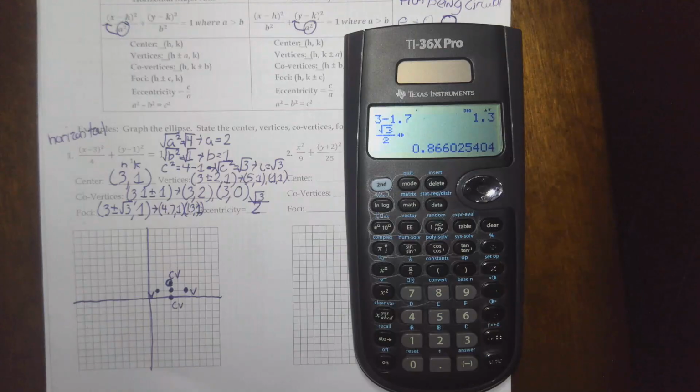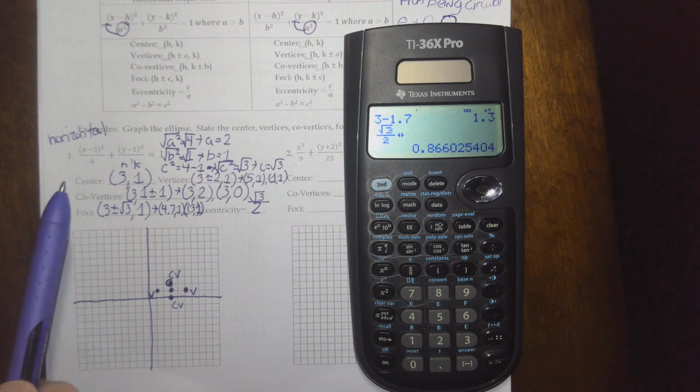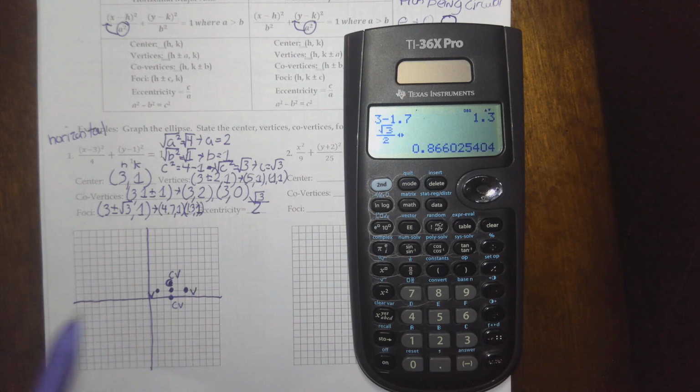All right, last but not least, we need to put our foci in. C is equal to the distance from the center to the foci. And with an ellipse, guys, the foci are always inside the vertices. If for some reason you're graphing an ellipse and your foci are outside of the vertices, you've done something wrong. When we get to hyperbolas, we will talk about the foci being outside of the vertices. But for an ellipse right now, they're on the inside.